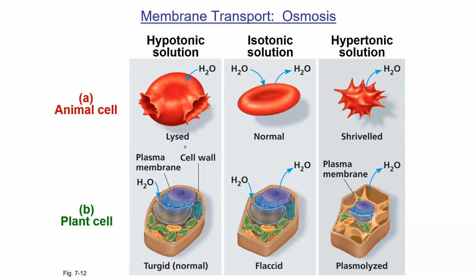Plant cells, take a look in the middle. In an isotonic solution, sometimes they become kind of flaccid. So flaccid means they're sort of floppy. They're not dead. They're okay in an isotonic solution, but they're also maybe not as happy as they like to be. In a hypertonic solution, they're plasmolyzed, and plasmolyzed is different from shriveled in that you can see the cell membrane actually gets ripped away from the cell wall.